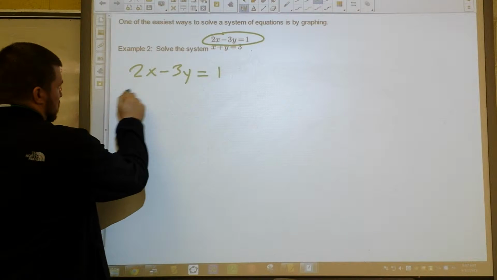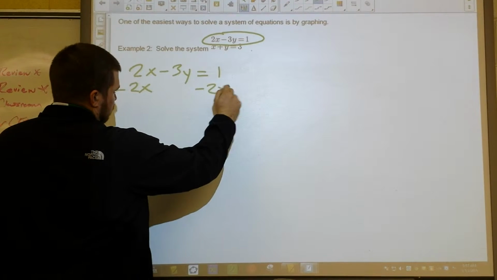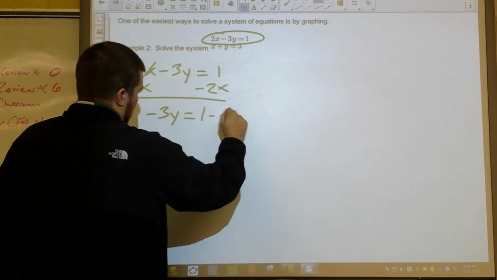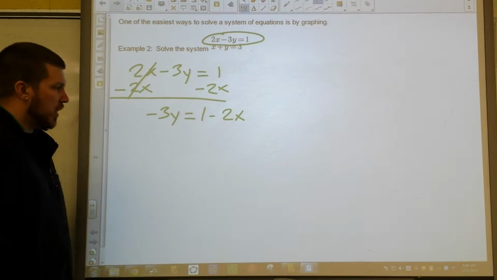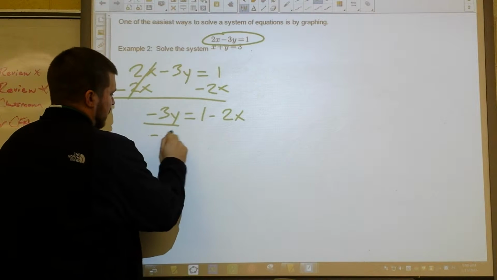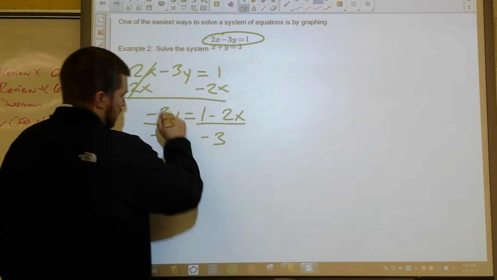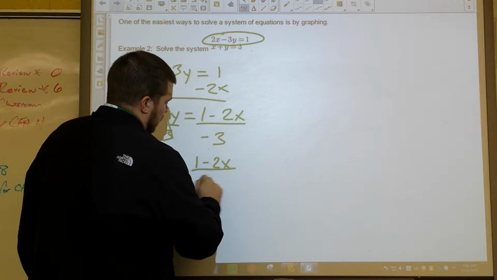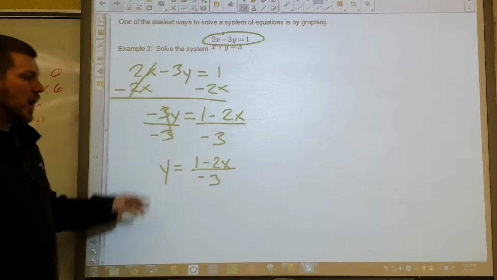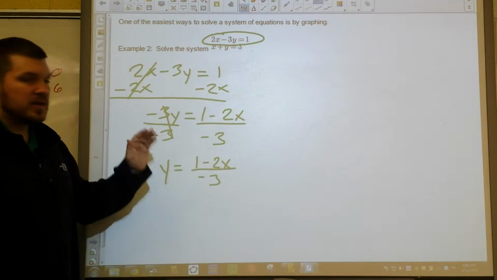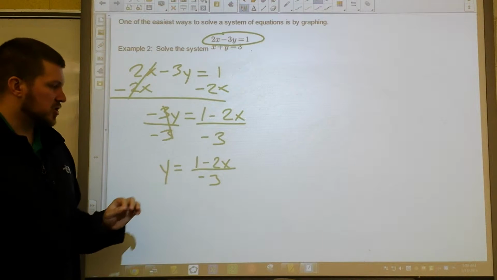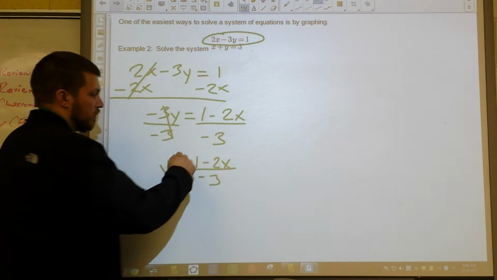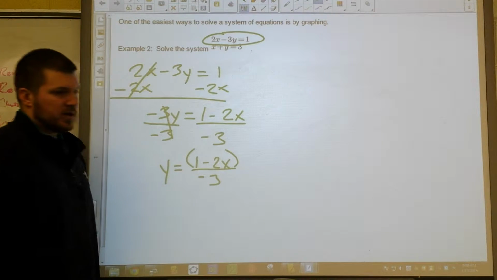I'm going to try to get y by itself. My first step is to move 2x. I have minus 3y equals 1 minus 2x. Now I want to get y by itself, so I'm going to divide by negative 3 on both sides. So y equals 1 minus 2x over negative 3. Now y is by itself, but before I type it in, I need to remember that every time I have a fraction with more than one thing on top or on bottom, I've got to put parentheses around it before I put it in the calculator.